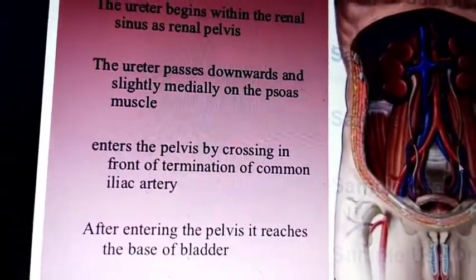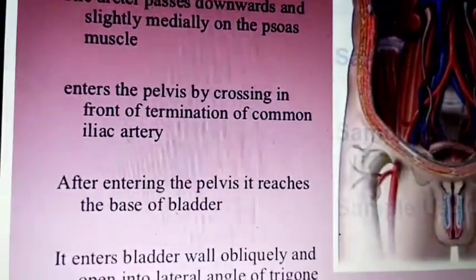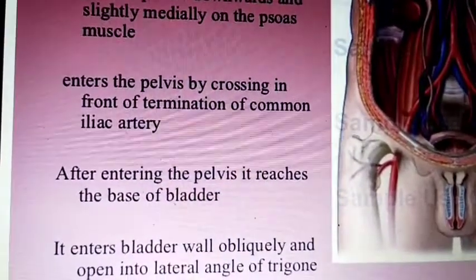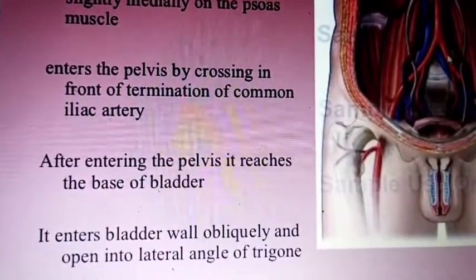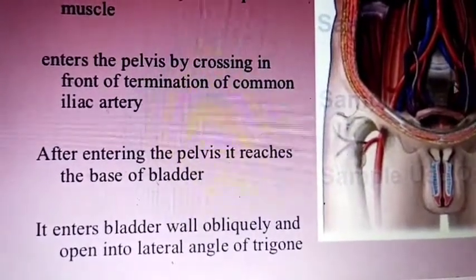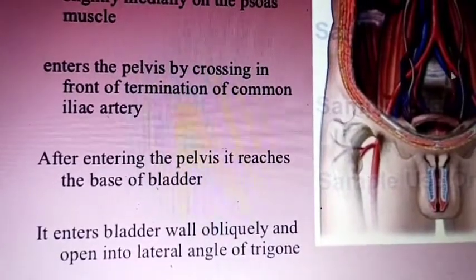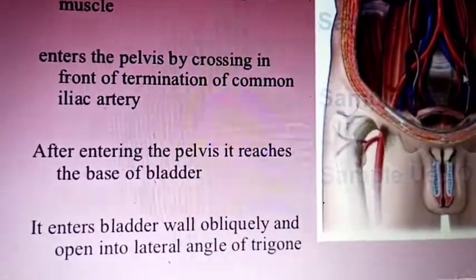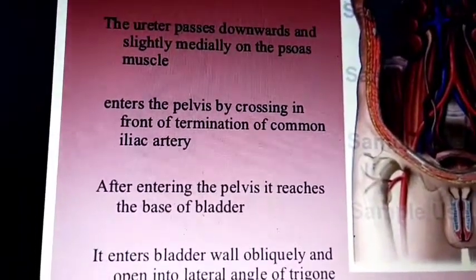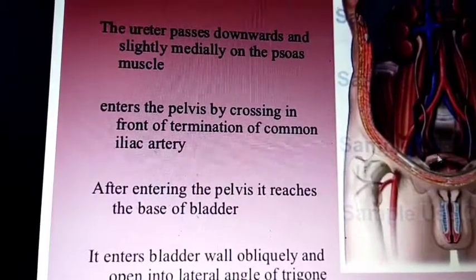It enters the pelvis by crossing in front of the termination of the common iliac artery. This is the common iliac artery. It terminates and forms the external iliac artery and internal iliac artery. From here it enters the pelvis. After entering the pelvis, it reaches the base of the bladder. You can see this is the base of the bladder.